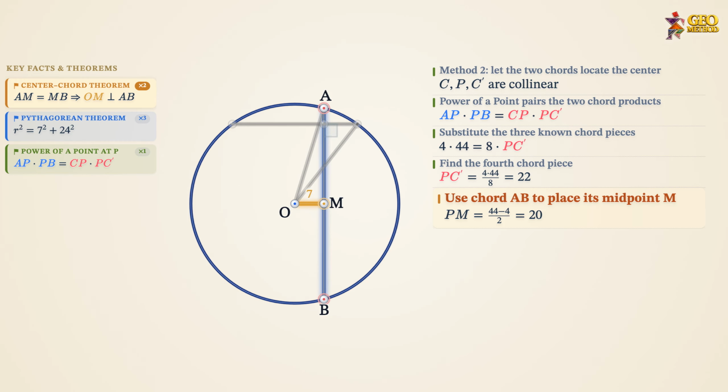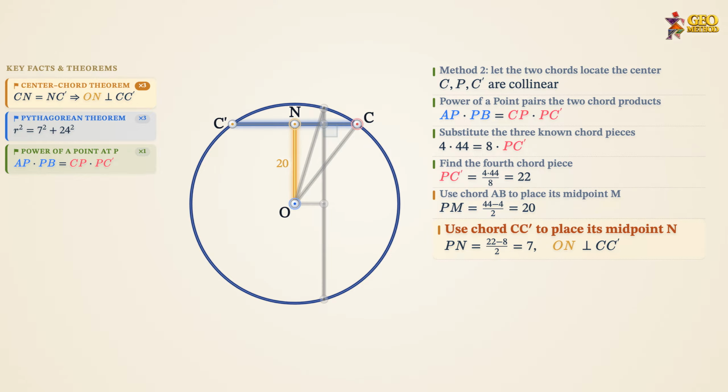Without coordinates, the same midpoint is easy to read. Along chord AB, the imbalance between 44 and 4 is 40. Half of that is 20. So M lies 20 units from P toward B, and the center lies on the perpendicular through M.